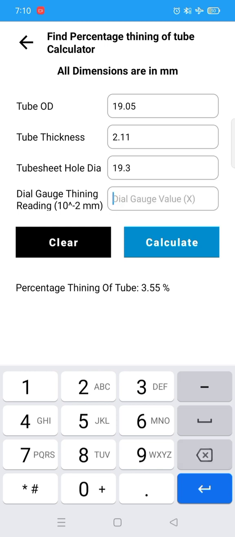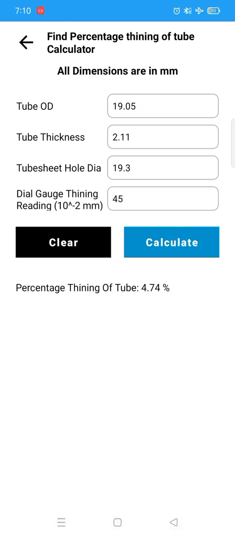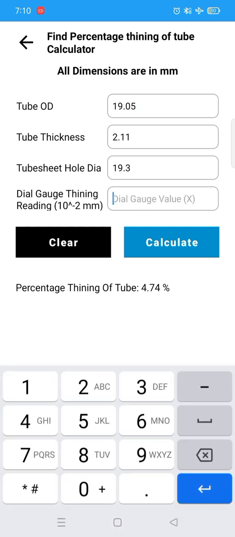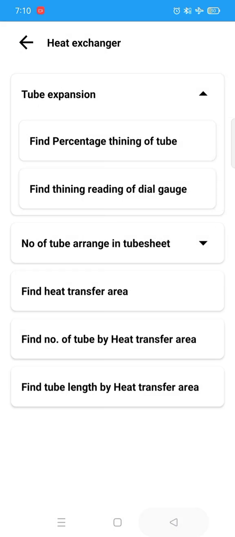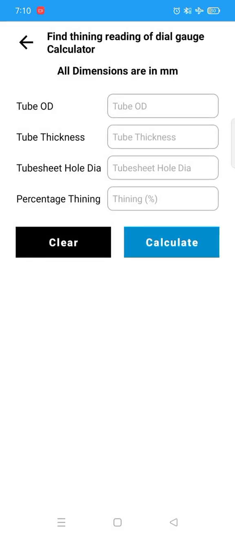In another tube, if dial reading is 45, then percentage thinning is 4.74. In another tube, dial gauge reading is 50, then percentage thinning is 5.92 percent. Similarly, we can find the dial gauge reading from the percentage thinning. First one is percentage thinning, second one is the dial gauge reading.